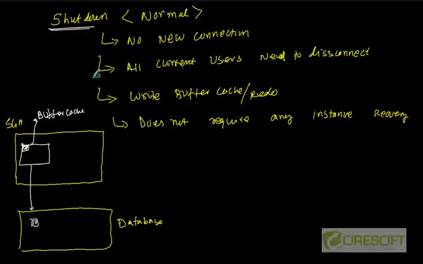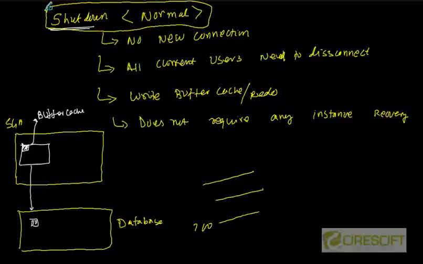But the problem in shutdown normal is, let's say we have 100 users connected to the database and we want to shut it down. We need to wait for these 100 connected users to get disconnected. It doesn't matter, if even one of them is still connected, this is not going to succeed. So if you give shutdown and nothing is happening, the system may seem to be hanging, but it's not hanging, it's waiting. Basically, it is waiting for all users to be disconnected so that the shutdown process can start. So therefore, don't give shutdown normal; give shutdown something else, which I'm going to explain later.